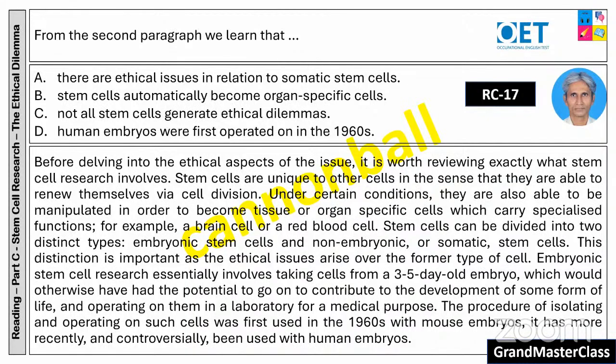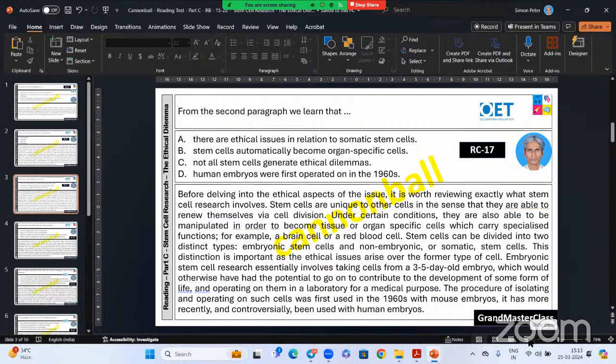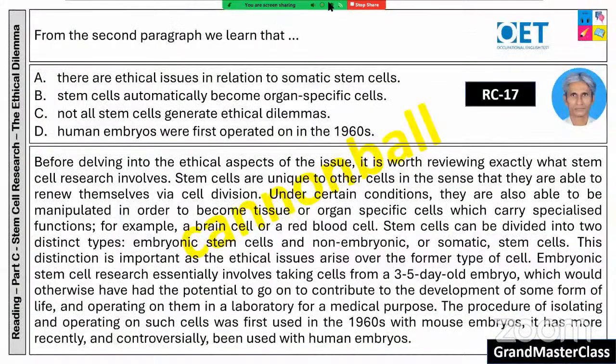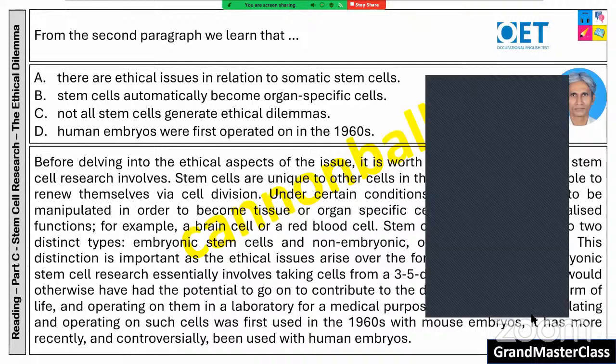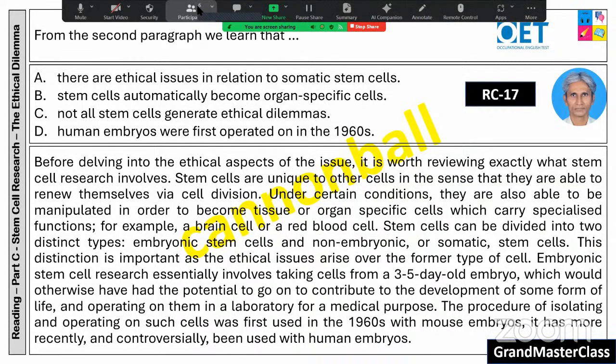Yes, last 15 seconds. Yes, you can submit the answer. 7, 6, 5, 4, 3, 2, 1, and submit. Submit your answer.